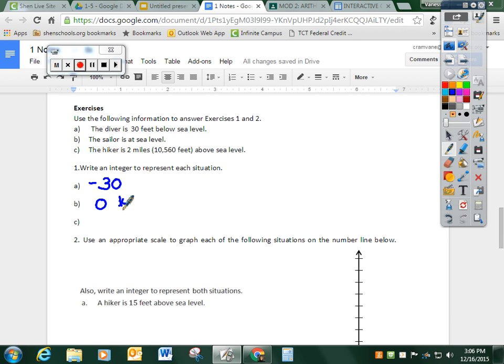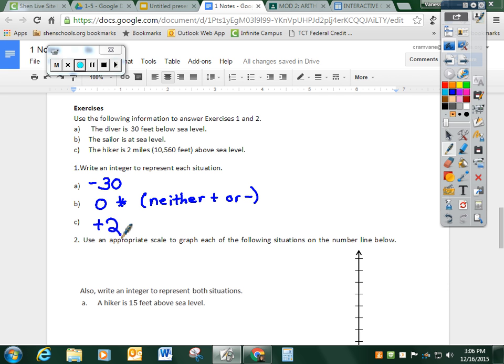I hope you take notes on this. 0 is neither positive or negative. Okay, it's kind of the separator between the positive integers and the negative ones. C, the hiker is 2 miles above sea level. So that would be +2, 2 miles above.